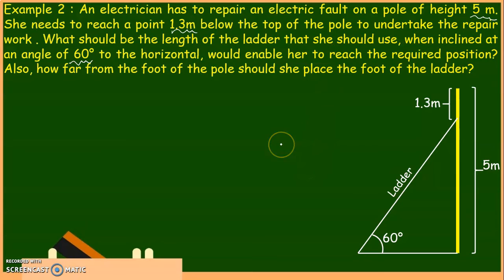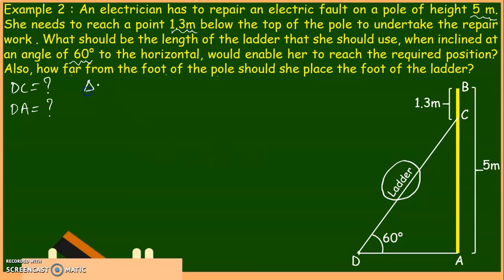So here we want to find out two things. First, the length of the ladder, that is equal to DC. And second thing we have to find out, how far from the foot of the pole should she place the foot of the ladder, means distance of point D from point A, DA. Two things we need to find out.